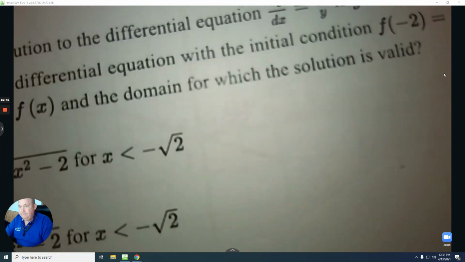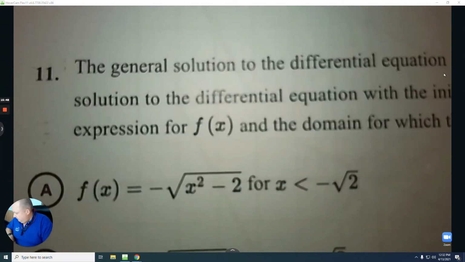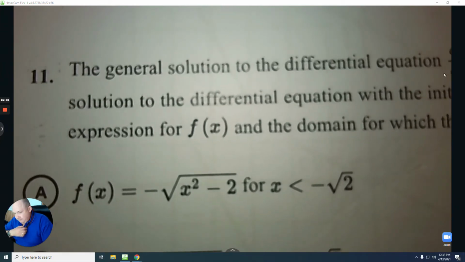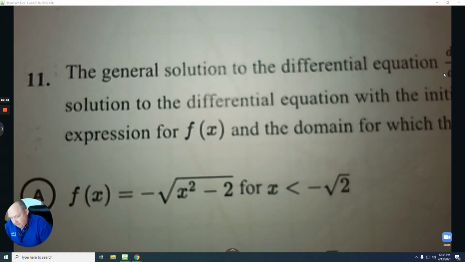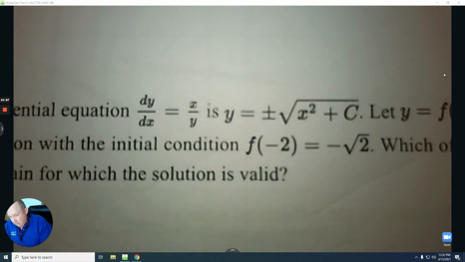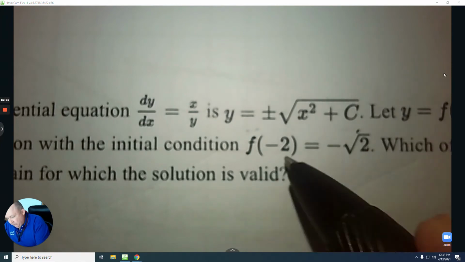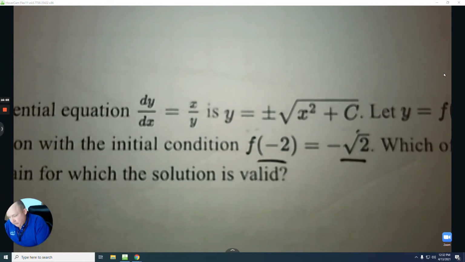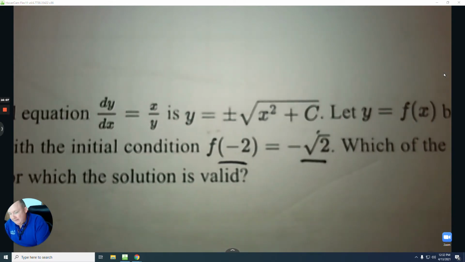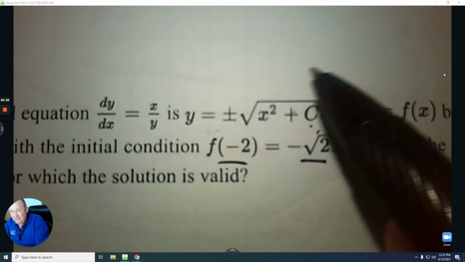Number 11. The general solution to that differential equation is already given. And it says, let y equal f of x. So they already solved it for you. And it gives you an initial condition. It says, which of the following expressions is valid on the domain? So I need to solve for c. It's solved for me. I just needed the last step.